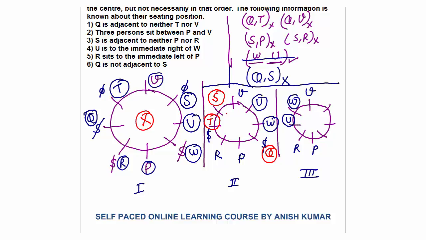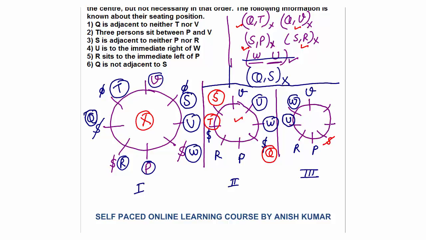Now is there any violation? There is no violation. Check each and everything. Q and T are not together. We have checked that. Q and V are not together. Yes. S and P are not together. This is also correct. S and R are also not together. This is also correct. W and Q and S are not together. This is correct. So the second diagram is absolutely correct. Let's move on to the third one.